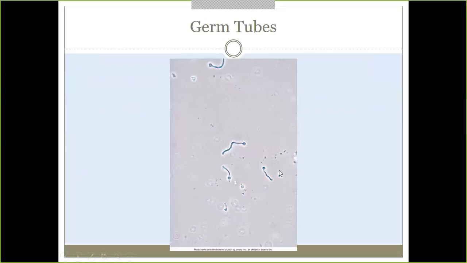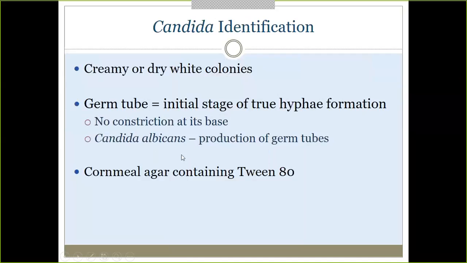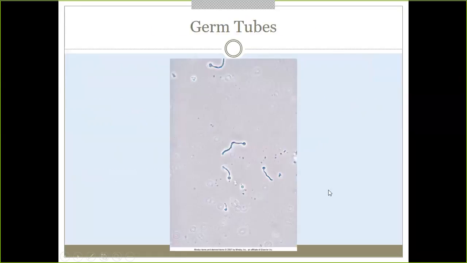So here is what it looks like. It's stemming off of that yeast there. It kind of looks like sperm. I know a lot of people think that, but it's germ tubes. You do need to know this picture, and when you see this, you should be able to say that's Candida albicans. Now, you can grow yeast on blood agar, but there is a special agar called Tween 80, just to keep that in mind.